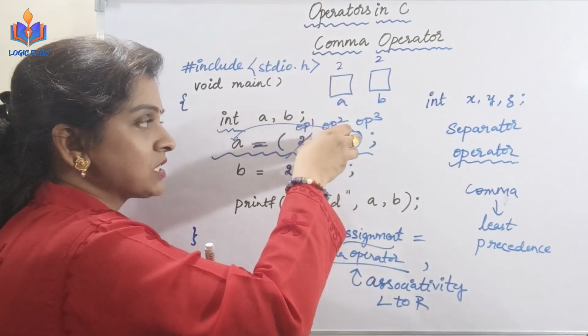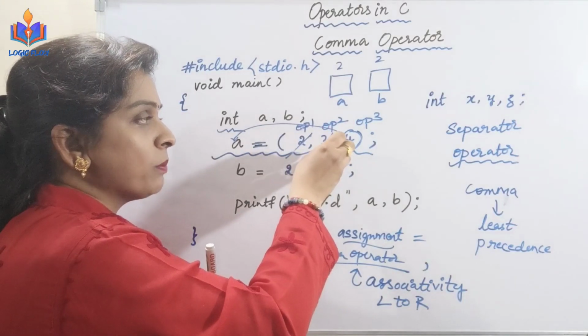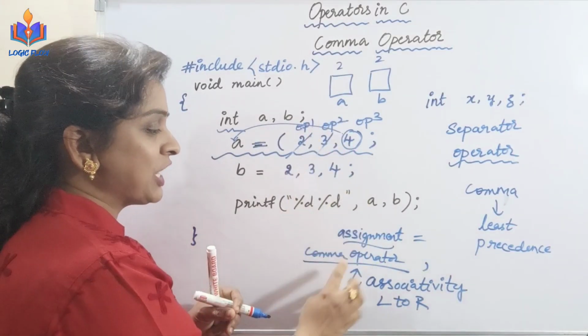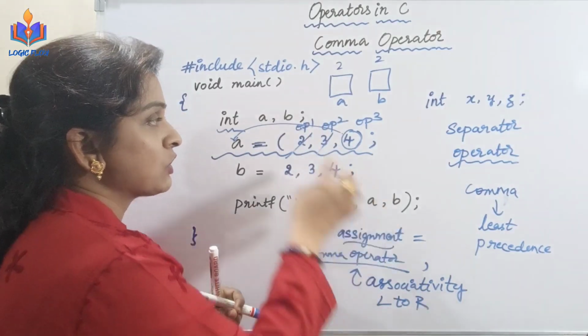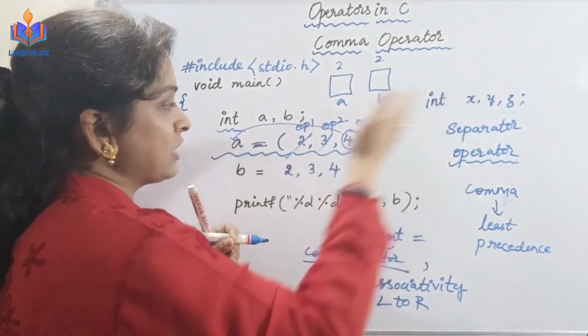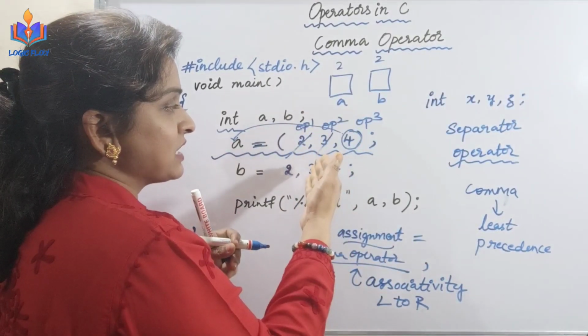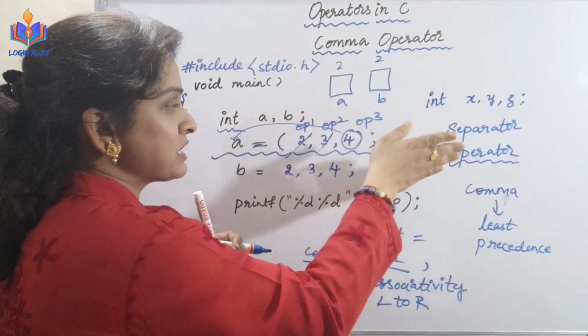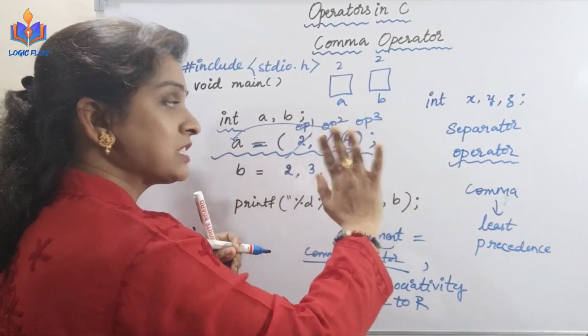We get into this bracket, we have comma. So comma is the operator with the associativity left to right. So I start from left and move towards right. 2 gets discarded, 3 gets discarded. My final value that is towards right is 4. That is the final value.